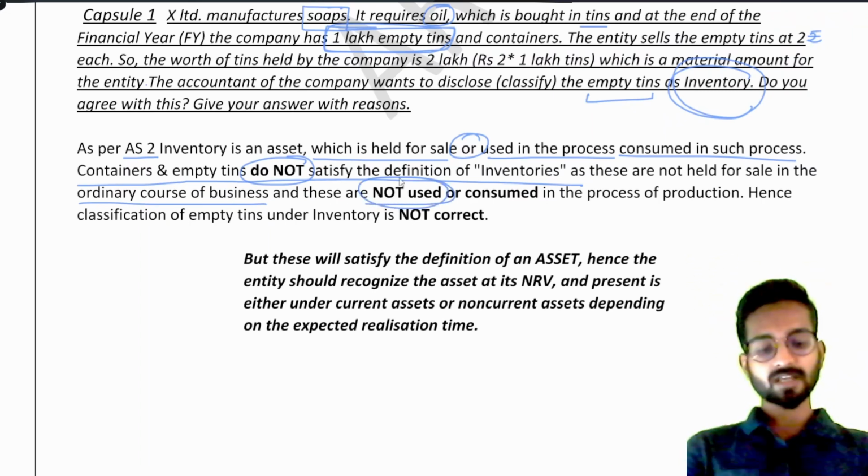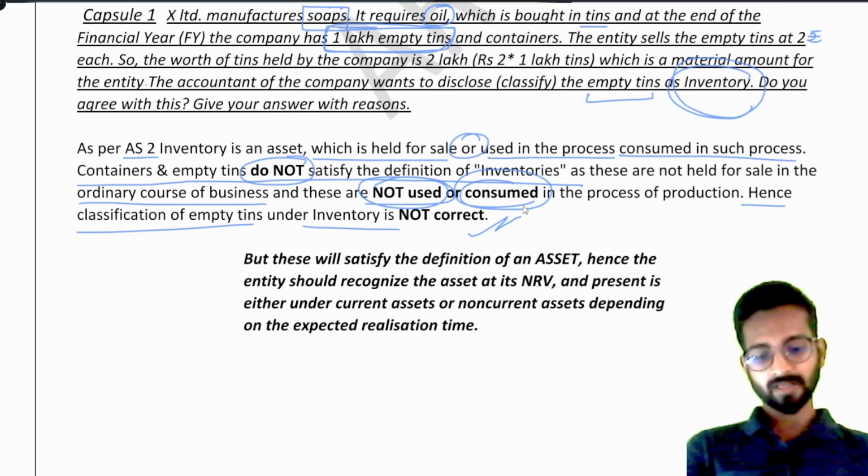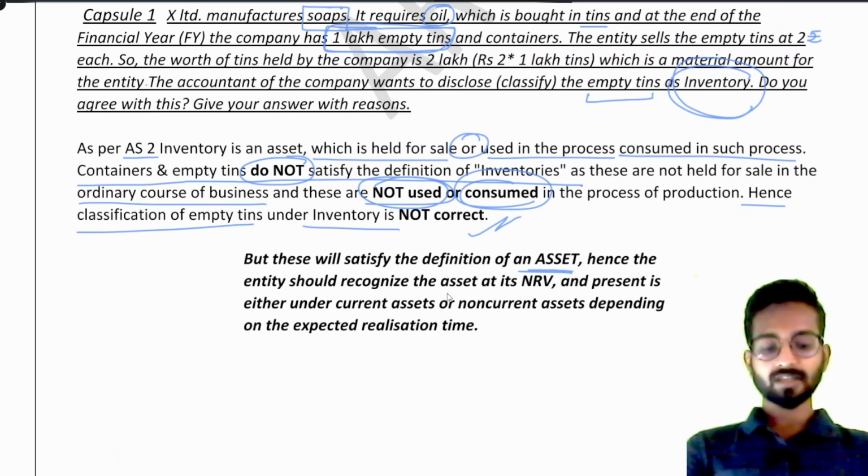See, now empty tins are not used, empty tins are not consumed, and empty tins are not our main business. So you can say, hence classification of empty tins under inventory is not correct. Obviously it is not the inventory. But these will satisfy the definition of an asset. Hence the entity should recognize the asset at its net realizable value, that we will learn in the further concepts, and present it either as current asset or non-current asset depending on the expected realization time.